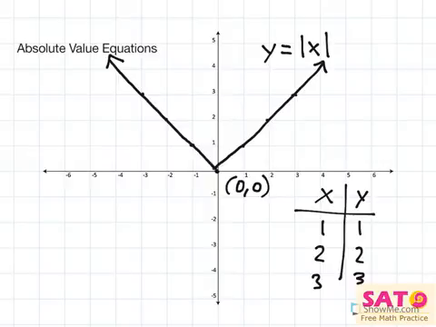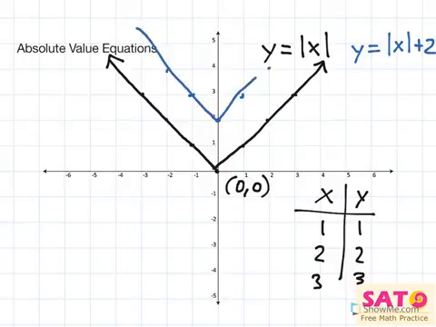Now, let's say we have y equals the absolute value of x, plus 2. What would happen? So the 2 actually shifts everything, and what it does is all the points would be the same, but 2 points up. So that's what this would look like, just up by 2 units.